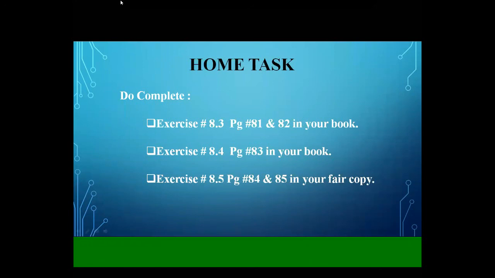Inshallah, tomorrow we will start our new chapter, that is subtraction, chapter number 3. Inshallah, we will start it tomorrow. Then chapter number 8 is ended now.